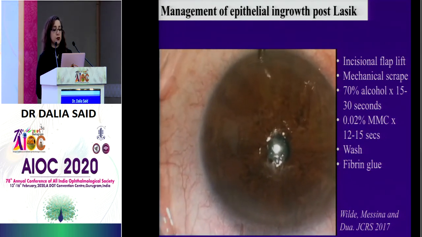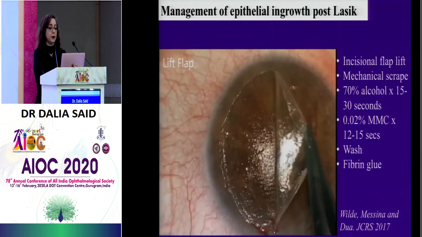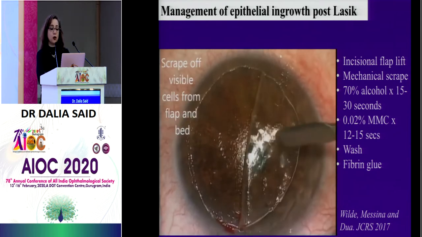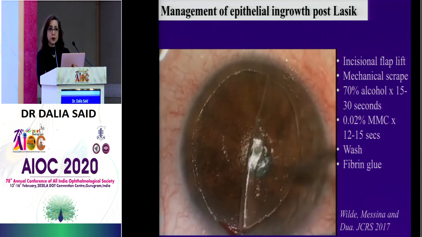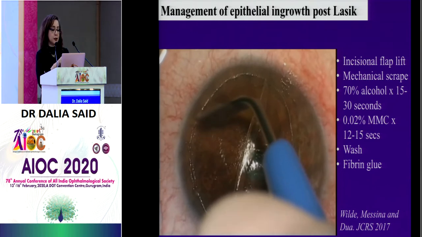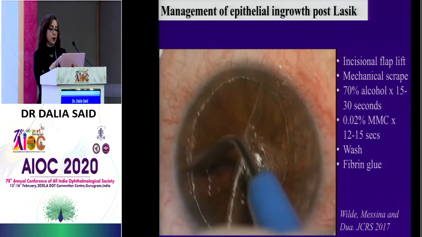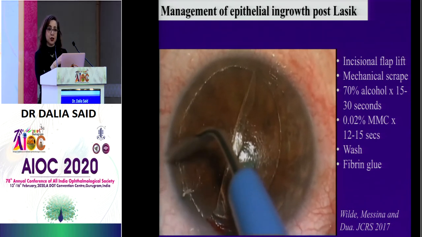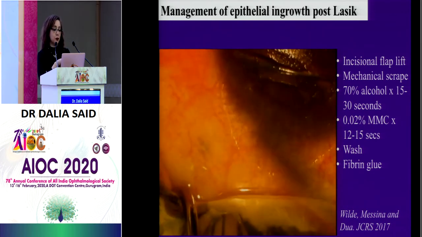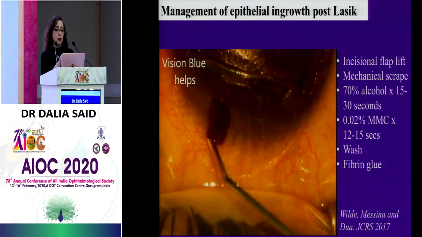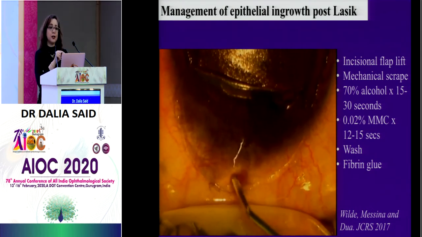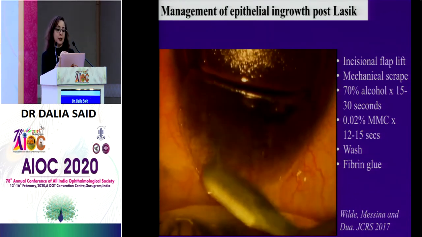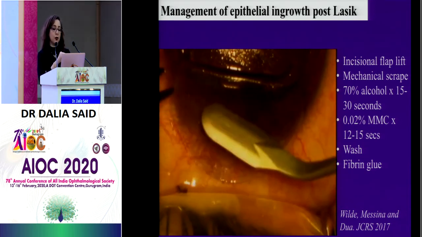And here you can use fibrin glue, very useful in epithelial ingrowth. So this patient had 4 times epithelial ingrowth. So that was the fourth recurrence. And here you can see that we're removing all the epithelium from the bed, as well as from the back of the flap, as well as from the edges, right? Completely remove it. And you can even use vision blue to help you visualize any remaining epithelial cells. And you scrape off all the epithelial cells.